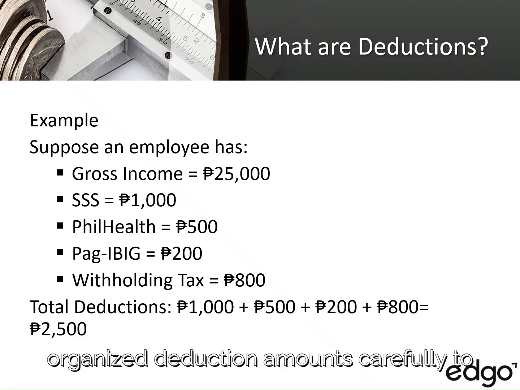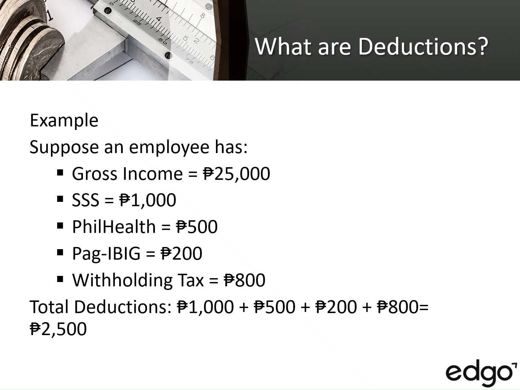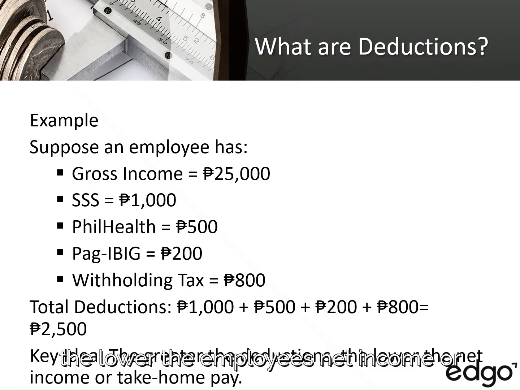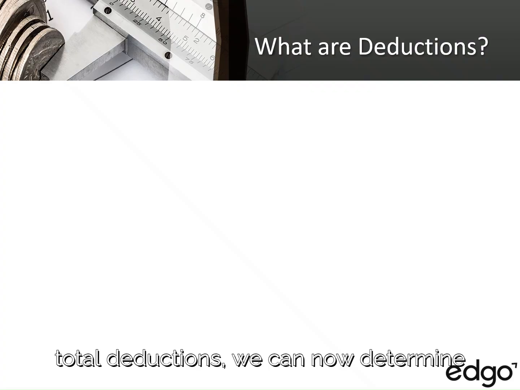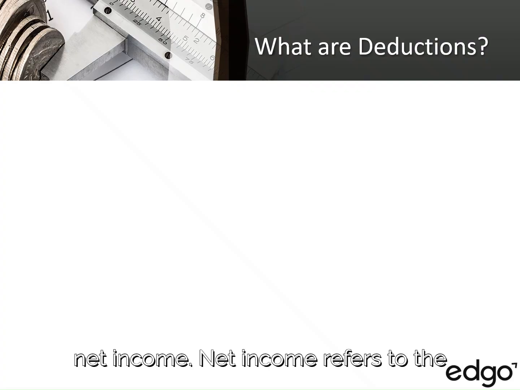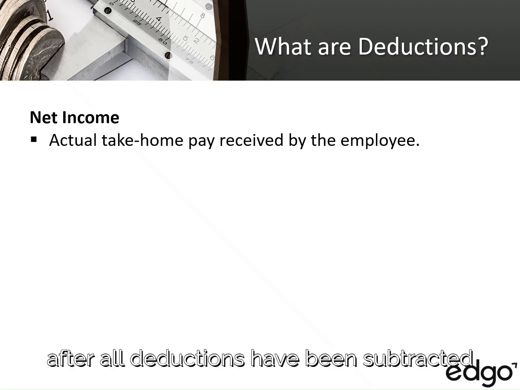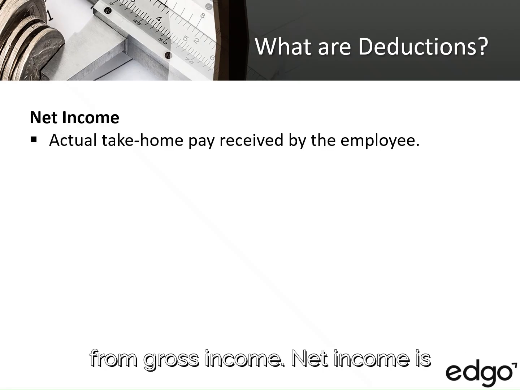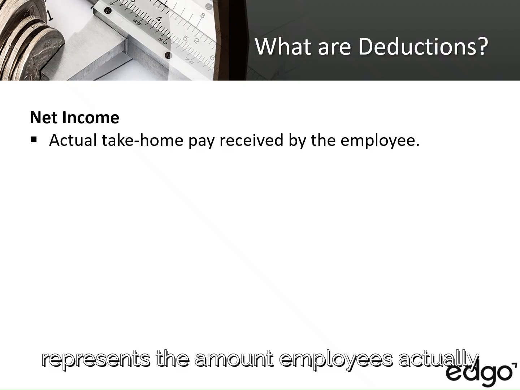Always organize deduction amounts carefully to avoid errors in payroll computations. Remember that the greater the deductions, the lower the employee's net income or take-home pay. After computing total deductions, we can now determine net income. Net income refers to the actual amount received by the employee after all deductions have been subtracted from gross income. Net income is often called take-home pay because it represents the amount employees actually receive and can spend.